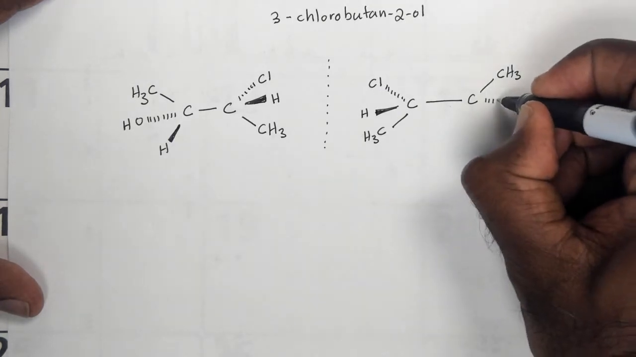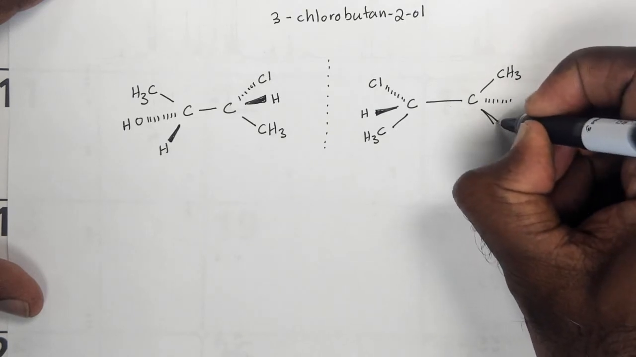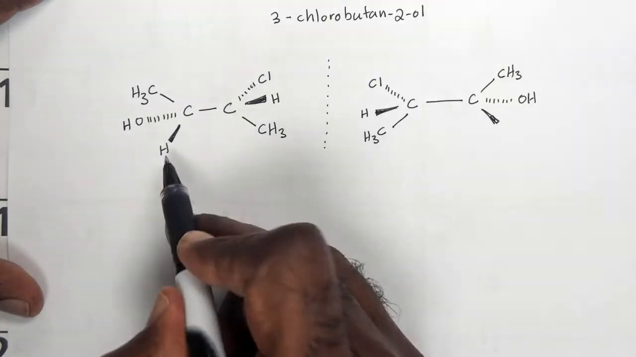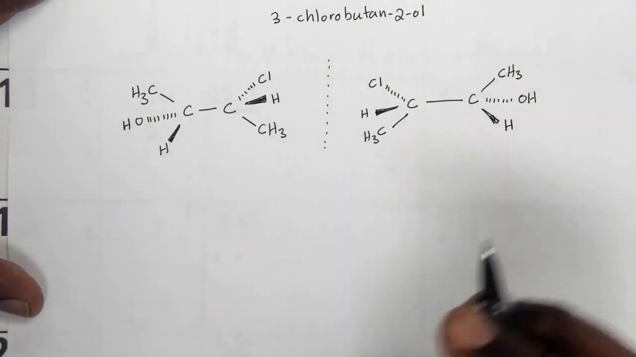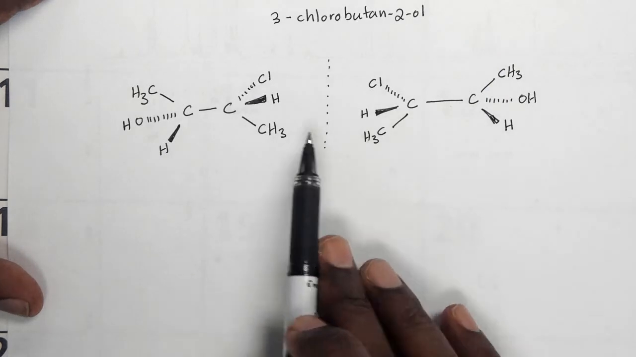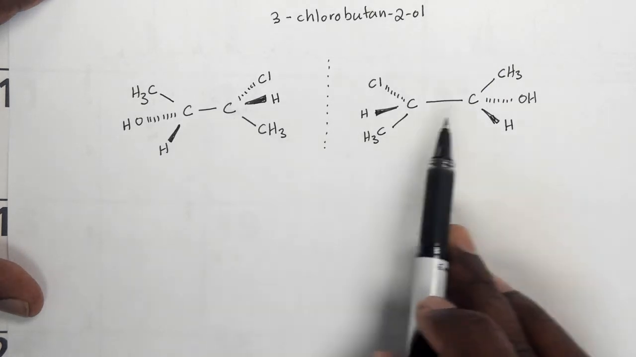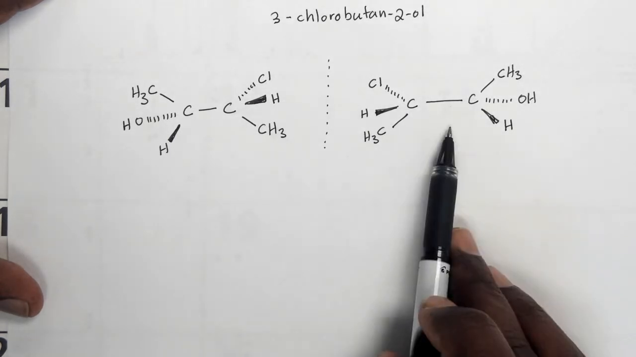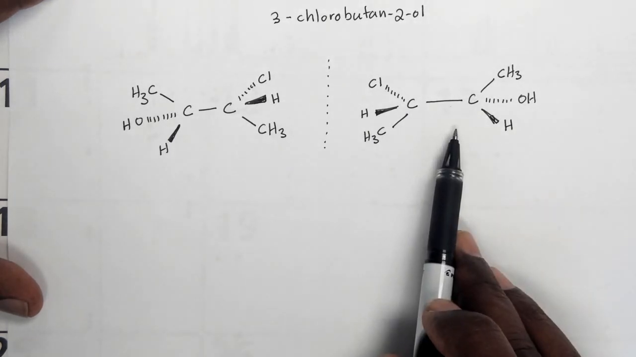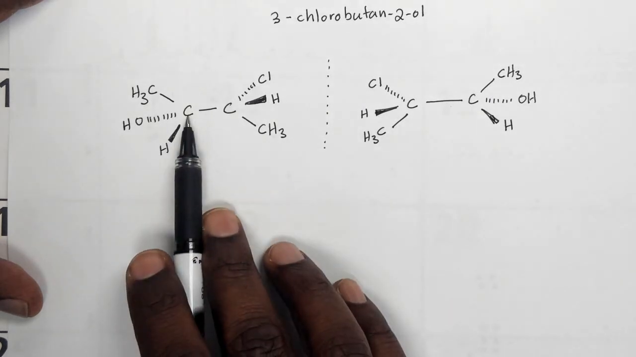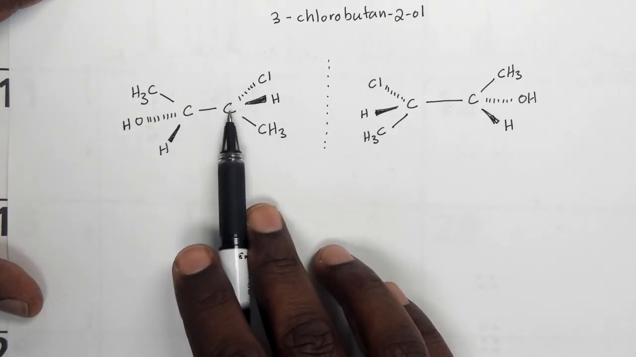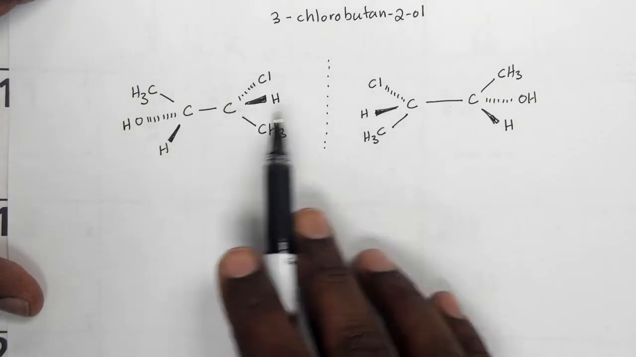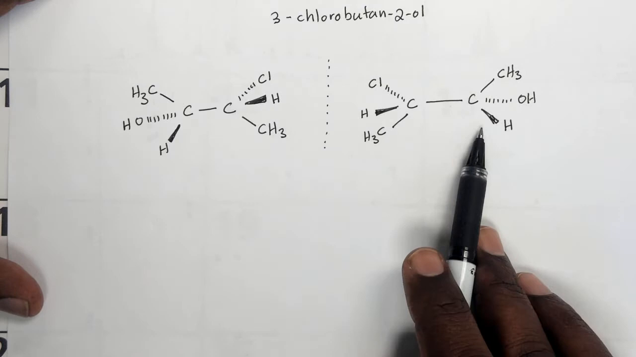I have one group that's away from me. The hydroxy will still be away from me, furthest from the mirror, and the hydrogen still toward me. So what I've actually done by taking a mirror image of this molecule is I've drawn an enantiomer of this molecule. So what we can expect then is that every chiral center, and here I have two chiral centers, this one and this one, will change because I put it into the mirror.